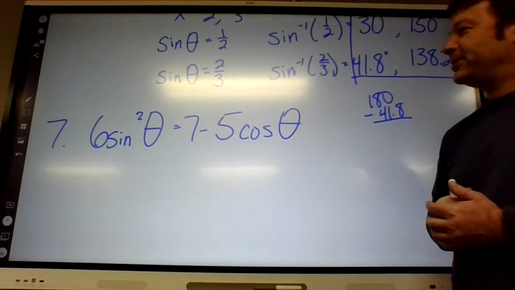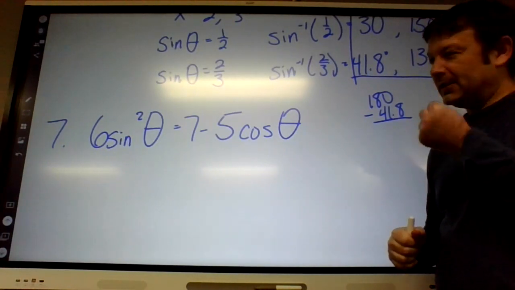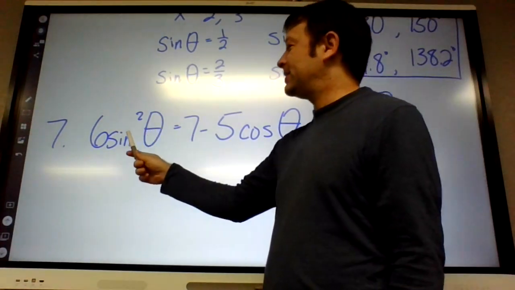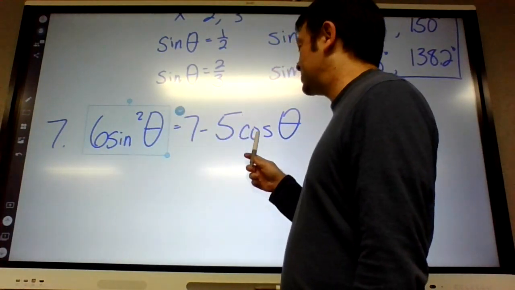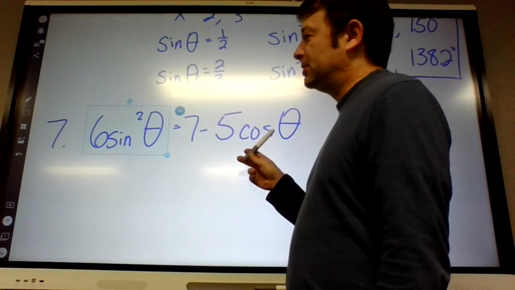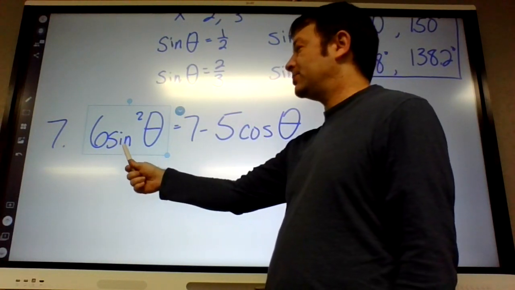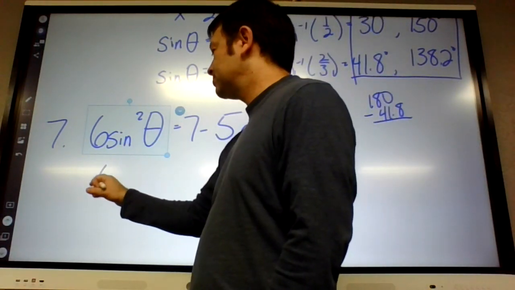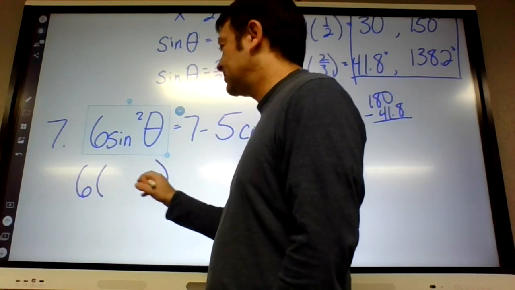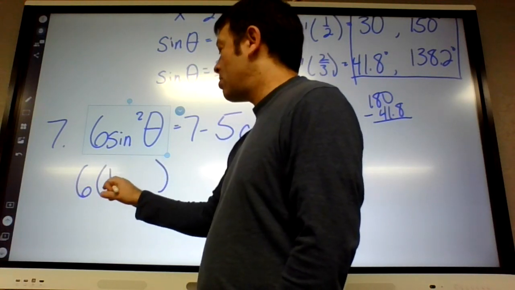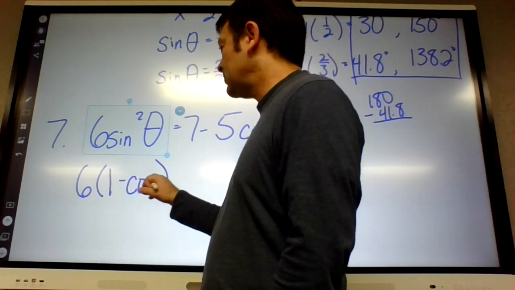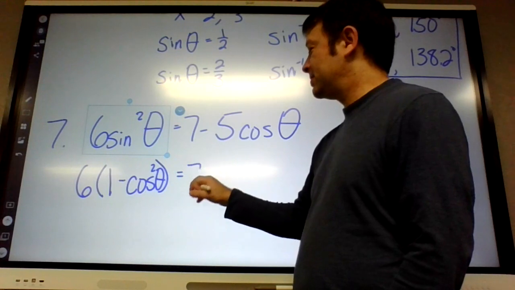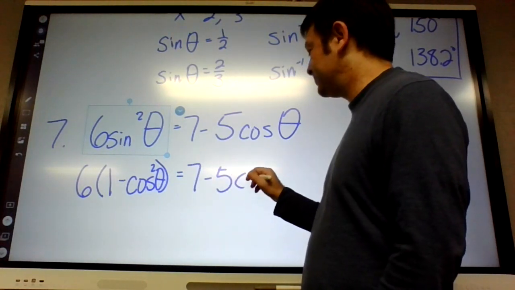Okay, so another trick upcoming. Any guesses what we could do first? Well, it's kind of a problem if this is sine squared and this is cosine. So we're going to transform sine squared into, you guys know what sine squared is equal to? It's from yesterday. Close. 1 minus cosine squared.